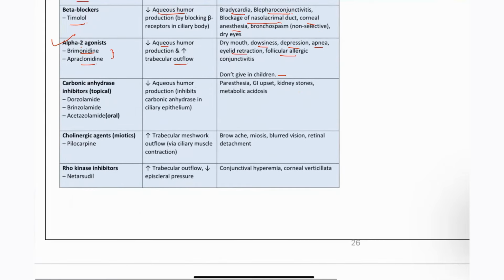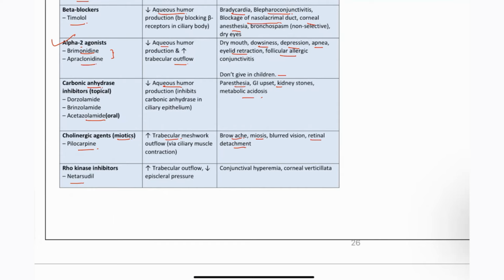Next, carbonic anhydrase inhibitors. The only oral drug we are going to give is acetazolamide, which decreases the aqueous humor production. And paresthesia, GI upset, metabolic acidosis, and sulfa allergy will be seen. Next, pilocarpine is going to be the miotic, increasing the trabecular meshwork outflow. Miosis, brow ache, and retinal detachment are seen.